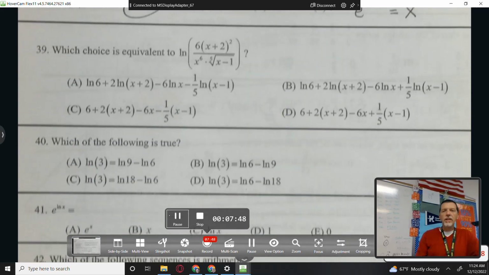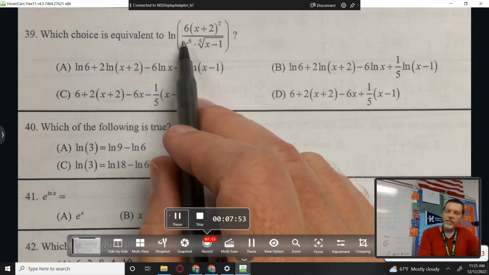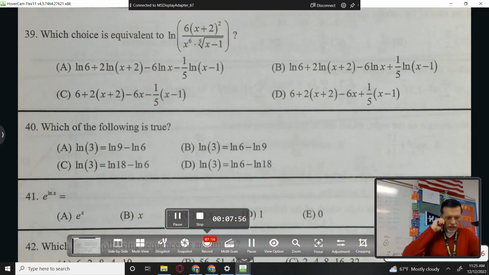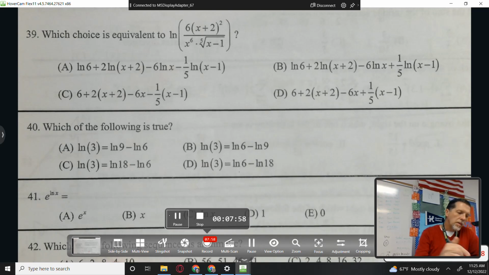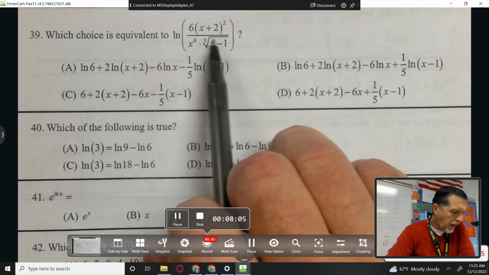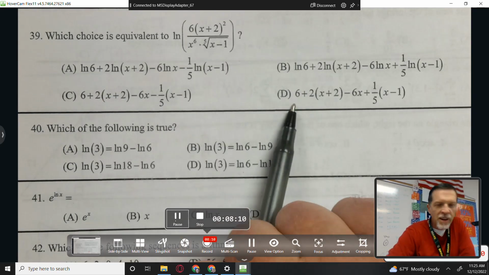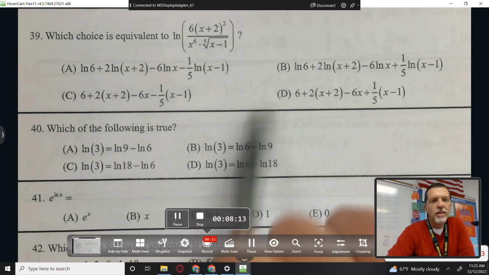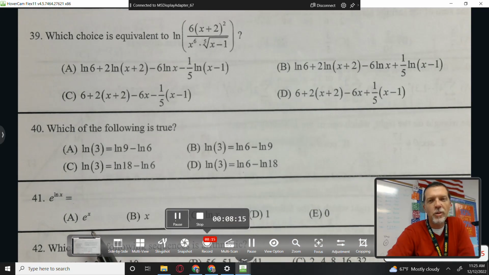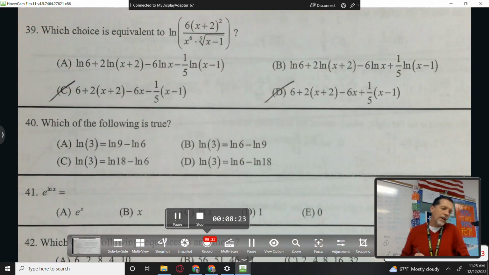Ooh, 39. I think I worked 39 four times today. People asked me to go over that one when we get through with their video. Let's see, this is an expansion one. So I need to expand. Looking at my answer choices, 2 of them look terrible. Which 2 can I throw out before I even do anything here? C and D. They look like they're expanded, but somehow they canceled the natural log. So C and D are out.